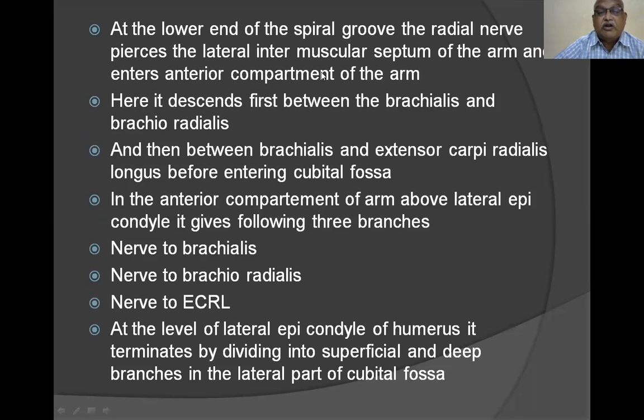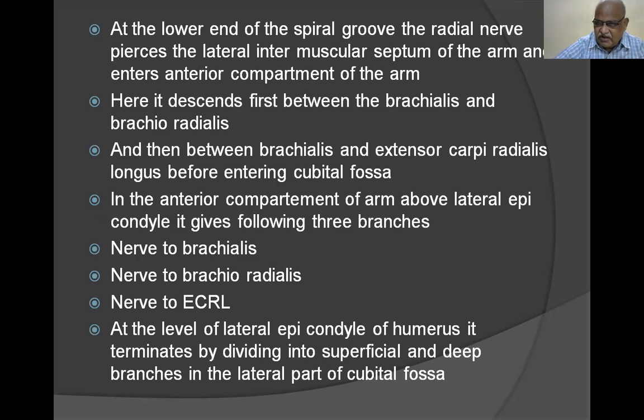At the lower end of the spiral groove, the radial nerve pierces the lateral intramuscular septum of the arm and enters the anterior compartment of the arm. So, a nerve of the posterior compartment comes into the anterior compartment. Whereas the ulnar nerve, present in the anterior compartment, is an anterior nerve. It pierces the intramuscular septum at the level of insertion of coracobrachialis and enters into the posterior compartment of the arm. So, the radial nerve is a posterior nerve that enters into the anterior compartment of the arm.